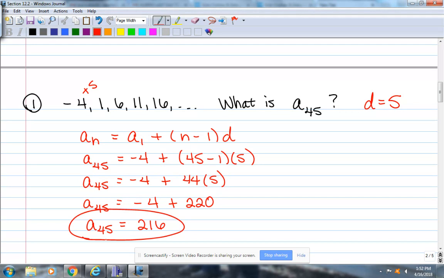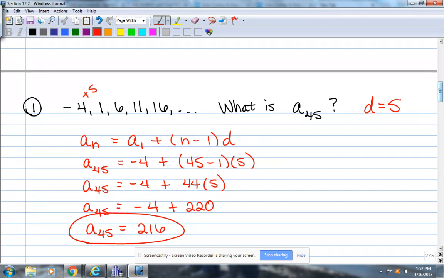And that's how you do it. Your n is the number term you're looking for. Your a sub 1 is your first term. And your d is your common difference, what's going up every time, or you could be going down. So any questions on how we got that? If I would have just added 5 45 times, I'm going to get to 216. It's going to take me all day, but I'll get there.